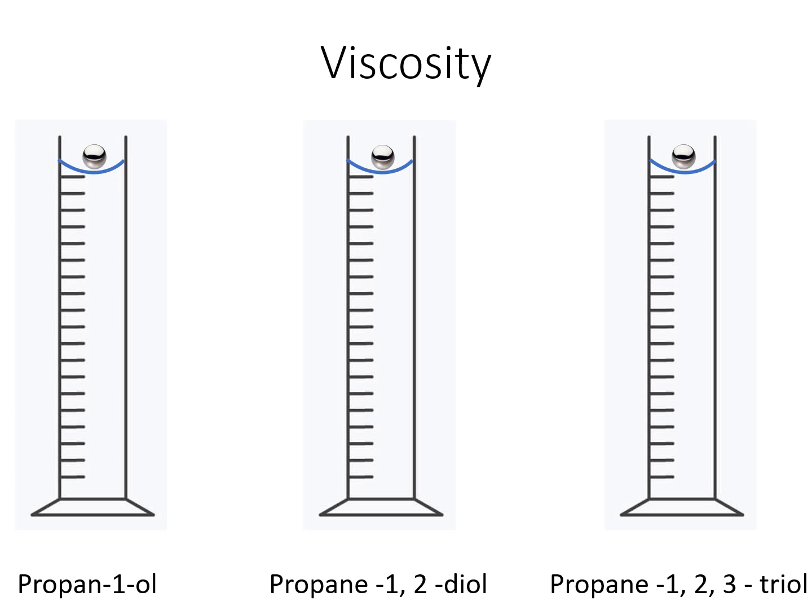So here's a little experiment. Normally we'd be doing this in school, or I could show you a video, but this is perfectly adequate for now. Ball bearings are going to be dropped into a measuring cylinder filled with those three chemicals, and I'm going to see how long it takes them to get to the bottom. Off we go. So with the propan-1-ol, the ball bearing gets to the bottom really, really quick. Second place was propane-1,2-diol, and propane-1,2,3-triol was in third place. And that's due to the increased number of hydrogen bonds between the molecules.